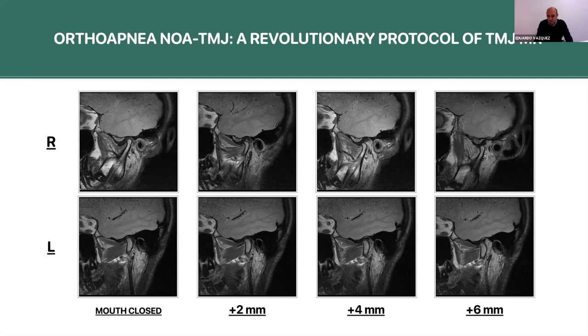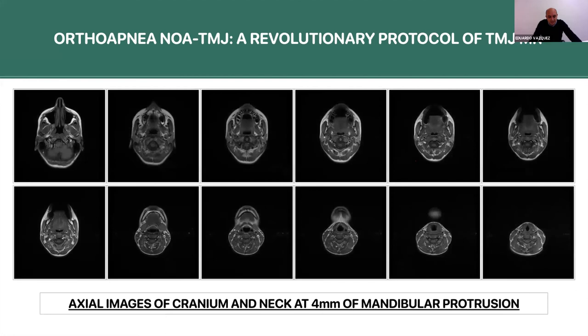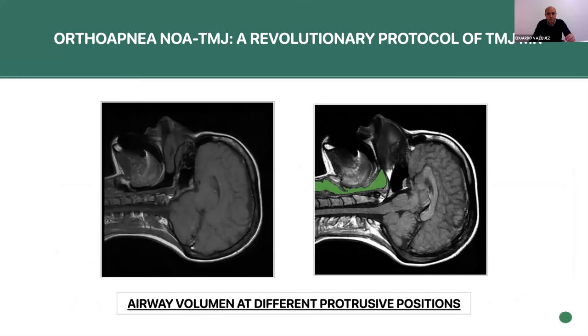Now, as I said, we can take images at each specific degree of protrusion for measurements of airway volume. Okay, so for example, we're taking these measurements with the patient in a supine position, because with a CBCT, the patient is not in a supine position. But in this case, it's in a supine position. So we have measurements at 2 millimeters, at 4 millimeters, at 6 millimeters, and we can see whether, as we increase this degree of protrusion, there is an increase in airway volume, or there is no increase in airway volume.